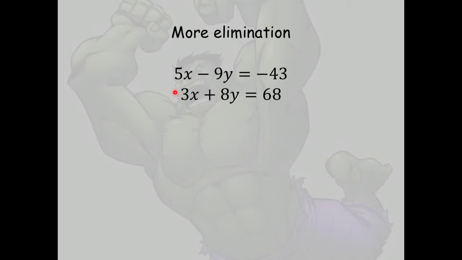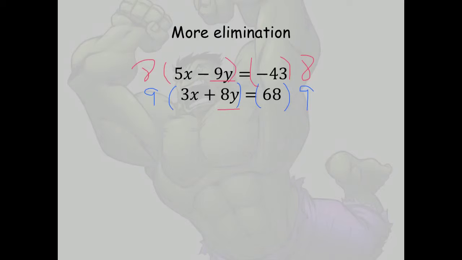But wait, what we can do is make them the same by looking at the factors. So I see 8 and 9. I can get them to be the same number if I multiply this entire equation by 8. Whatever I do on one side, I have to do the other. I can get this whole equation to match the equation above if I multiply this by 9. If you don't believe me, we will see.